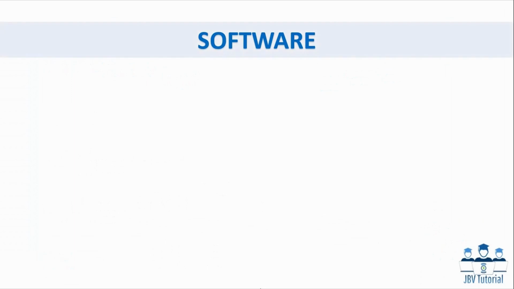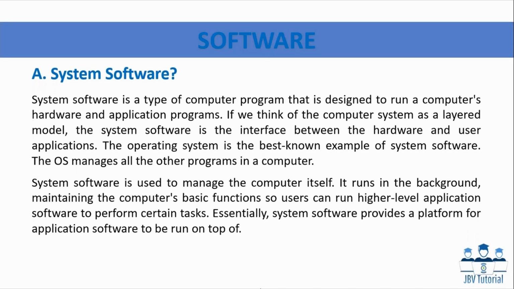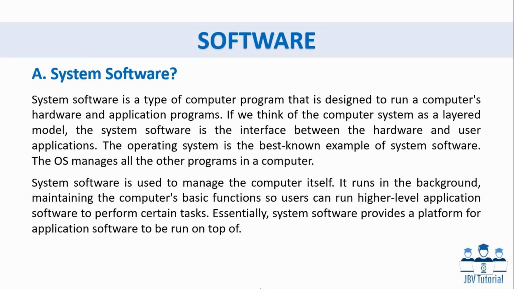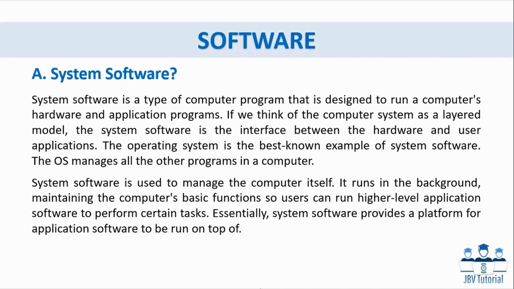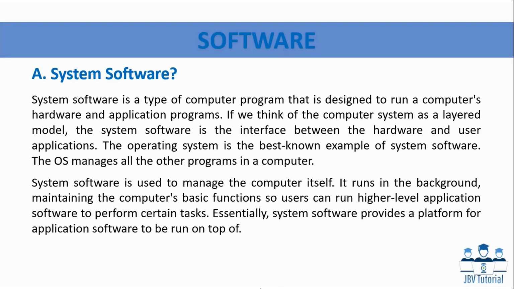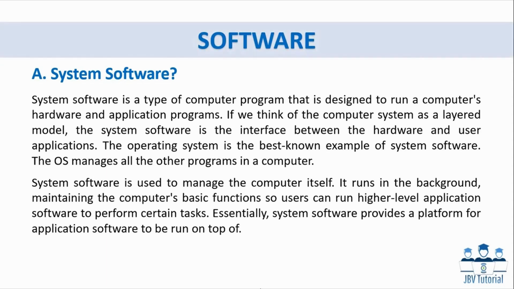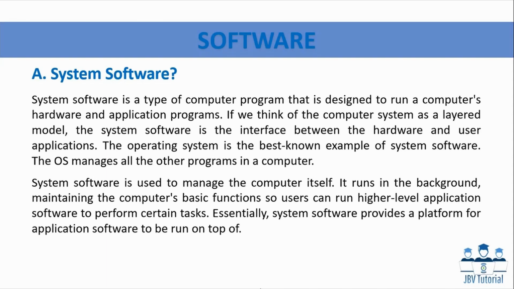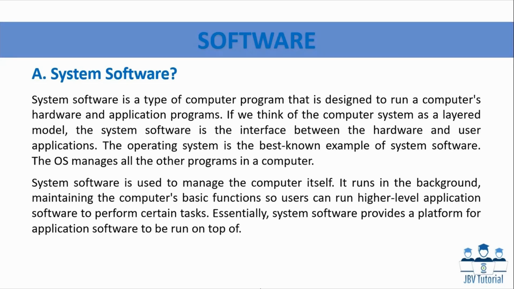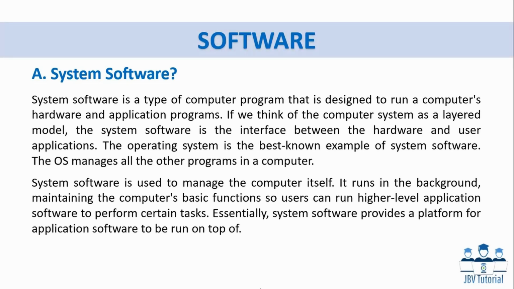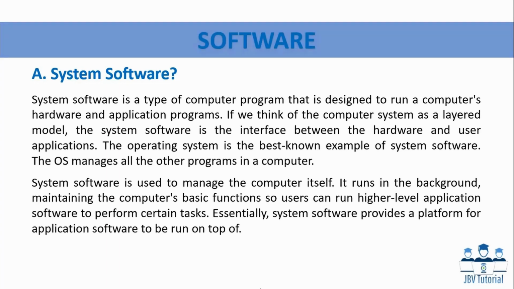First, what is system software? System software is a type of computer program that is designed to run a computer's hardware and application programs. If we think of the computer system as a layered model, the system software is the interface between the hardware and user applications. The operating system is the best known example of system software. The OS manages all the other programs in a computer.